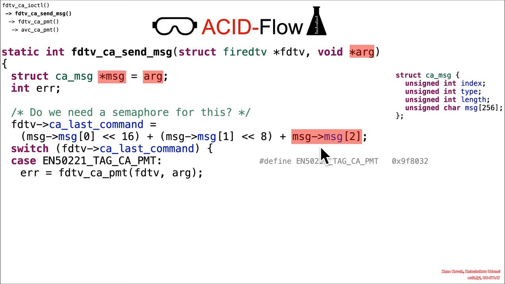Okay, so now it's going to use message byte index 2, byte index 1, and byte index 0, and it's going to bit shift those so that effectively this is the least significant byte, this is the second least significant, and this is the most significant, and it puts that into CA last command. Then it uses that for a switch, and I said specifically it's going to hit this right there.